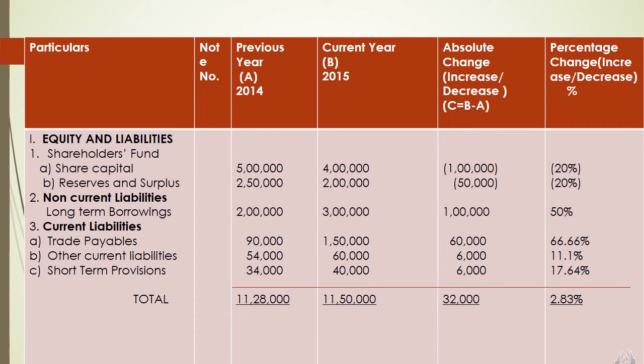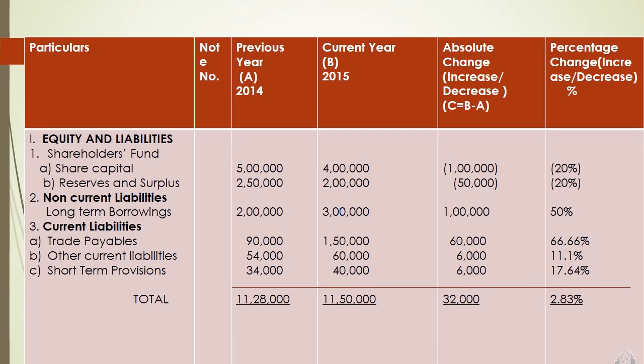For example, in the case of share capital, in 2014 we had 5 lakhs, and in 2015 it has become 4 lakh. That is 1 lakh is decreased. So that is the absolute change I have shown. And as it is a decrease, we have to put that in brackets.